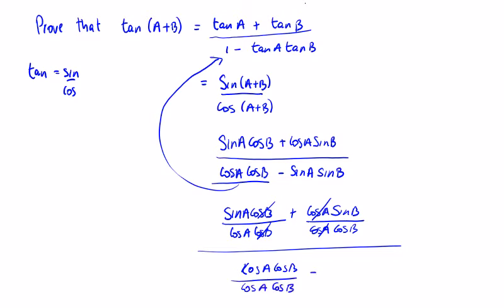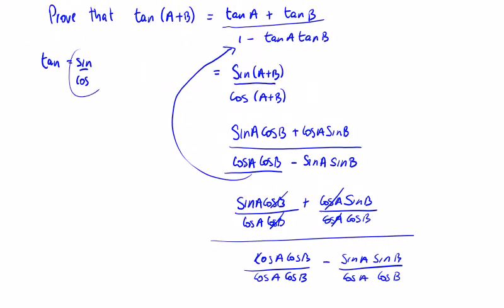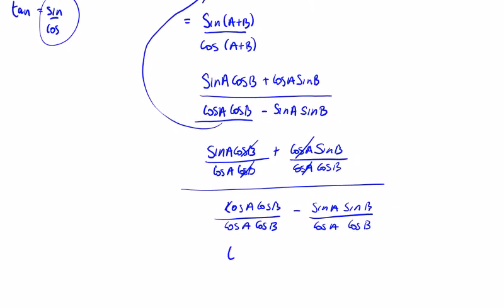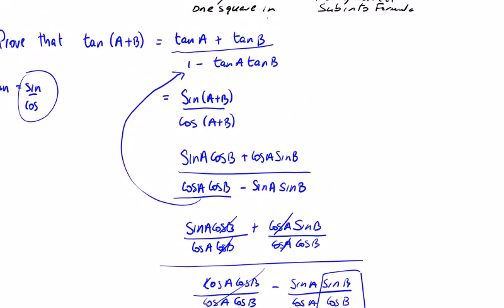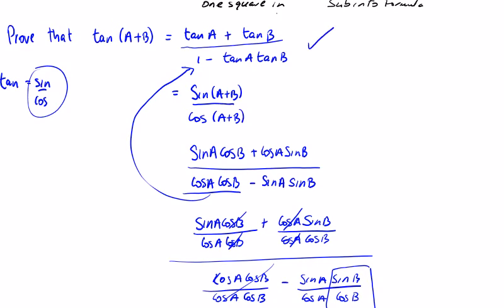Probably better maths to just show your work here. So minus sine A sine B over cos A cos B. So what are we left with? We're left with sine over cos, which we said at the start was tan. So we're left with tan A plus tan B divided by 1 minus sine A over cos A is tan A, and sine B over cos B is tan B. Tan A plus tan B over 1 minus tan A tan B. So we have what we were looking for.